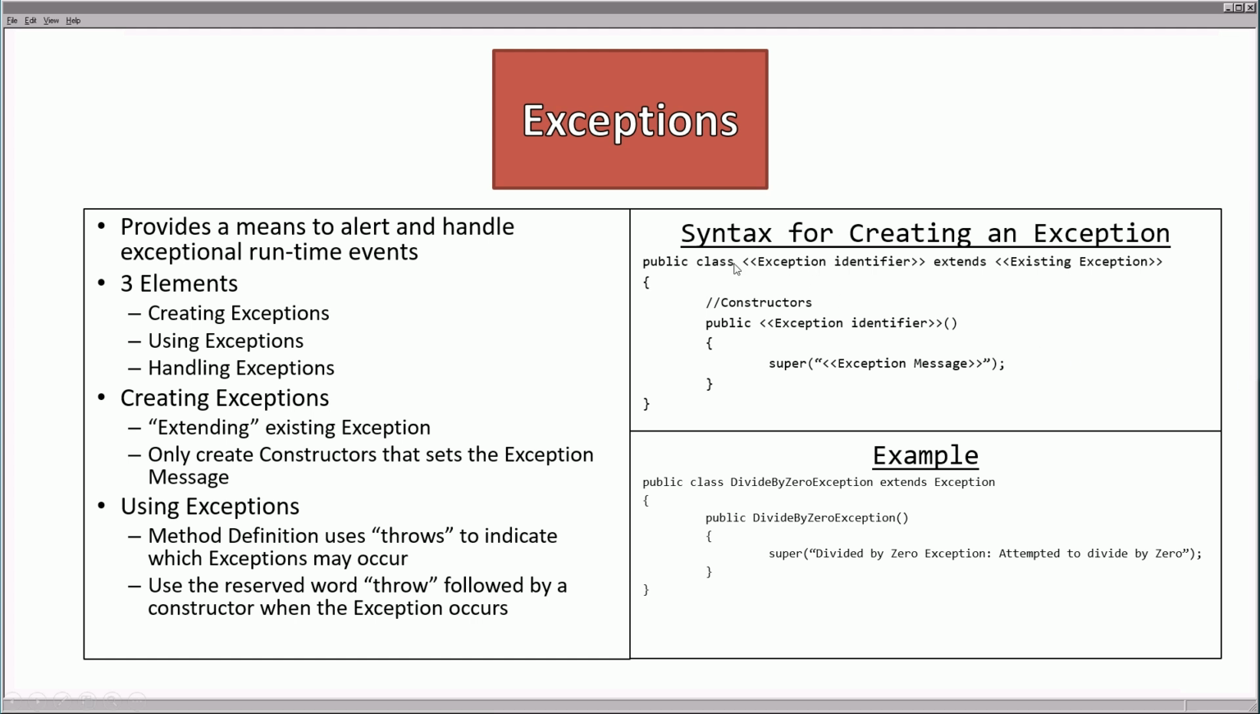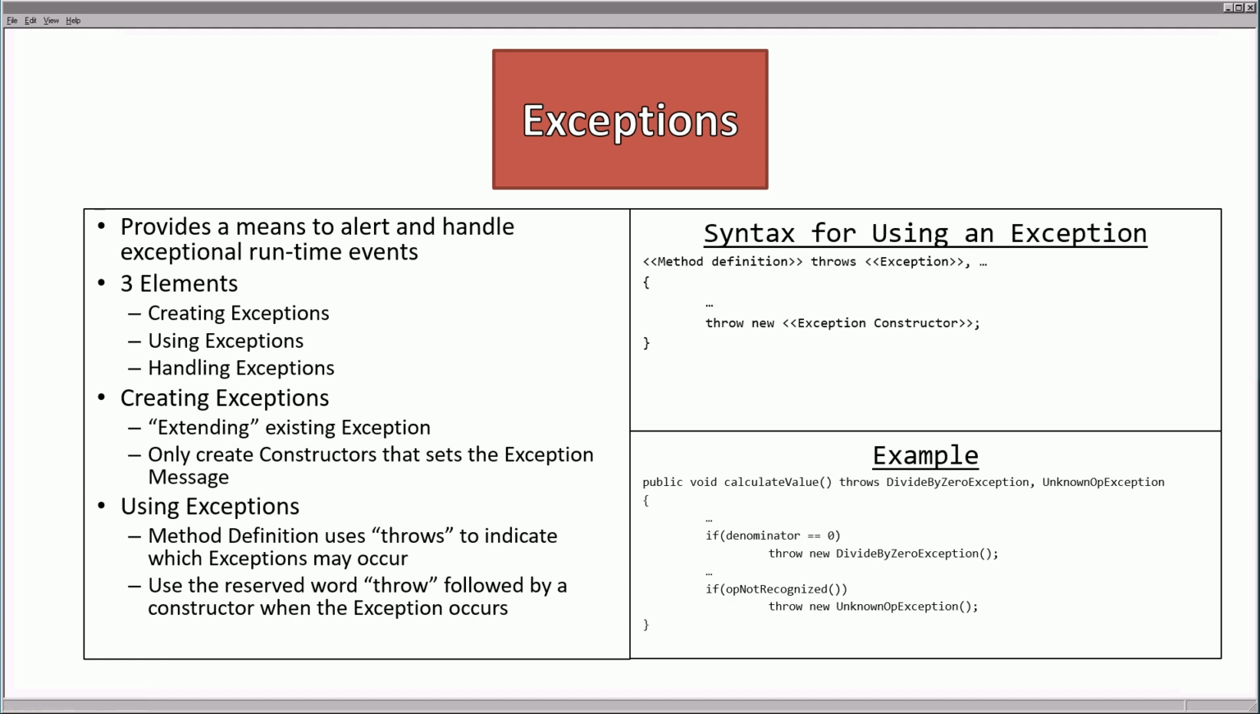As we can see over to the side, the syntax for creating an exception is to define a class and have it extend some sort of existing exception, and then write the constructors, utilizing super in order to set the exception message. An example of this would be, maybe we're writing some sort of program to calculate values. We know we can't divide by 0, and that is an exceptional runtime case. So in order to handle this, maybe we create a more specific version of this kind of exception, which is called the divide by 0 exception. From there, we just simply write its constructor and then utilize super to write the error message, divide by 0 exception attempted to divide by 0.